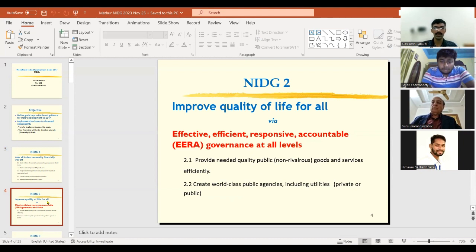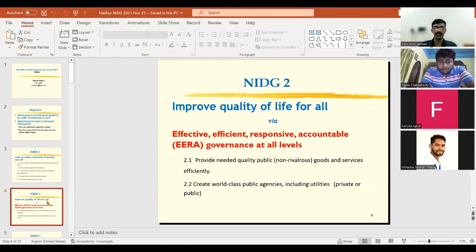And in India, we have at least 3 and maybe 4 levels. We have the central government, we have the state governments, we have the Panchayati Raj, which is a constitutional body. And then in practical terms, we have the district authorities, which really run the district, and the municipalities, which really run the cities. And all of them need to be EERA, effective, efficient, responsive, and accountable to improve the quality of life. More formally, we need quality public goods.